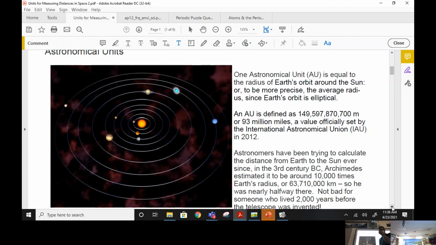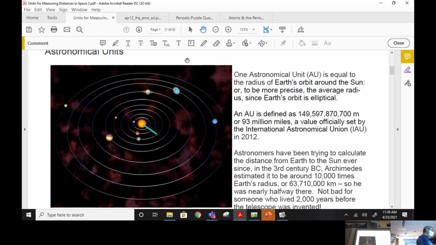Now, in this diagram, once again, nothing is to scale here. The distance to the planets is not correct. They should be more spread out than that. The planets themselves are shown too big. So it just helps us see what's going on if we distort it. At any rate, here's the definition of an astronomical unit. It is equal to the radius of Earth's orbit around the sun, or to be more precise, the average radius, since our orbit is elliptical. So again, if I was to draw that on this diagram, it would be the distance of Earth's orbit to the sun. That would be 1 AU.